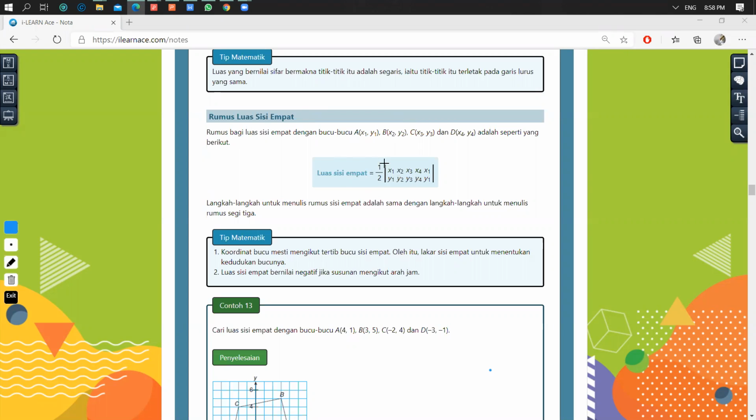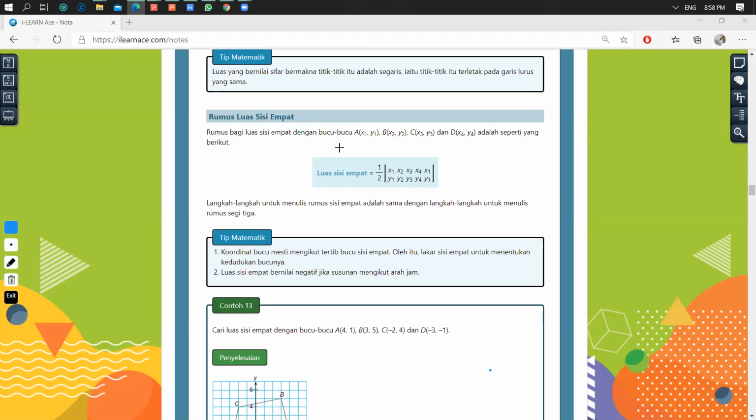It'll be half modulus, and then you arrange the coordinates vertically. Let's say if you're given 4 points, this one is for quadrilaterals, but this one applies for any polygons. It works for triangles, quadrilaterals, pentagons, anything. As long as you're given the coordinates of the points, then we'll just use this.